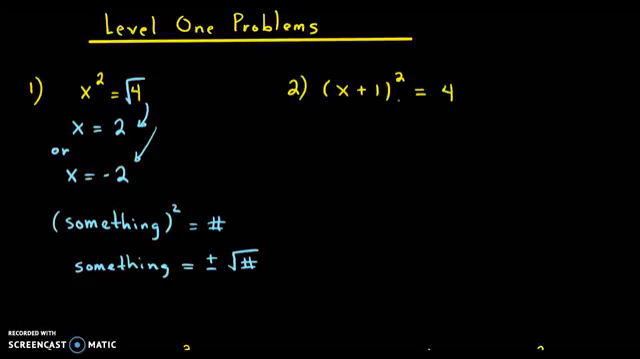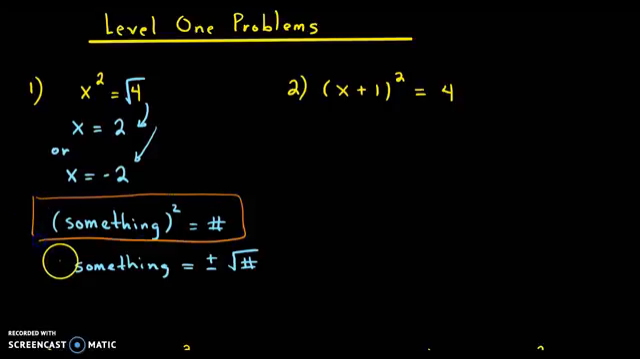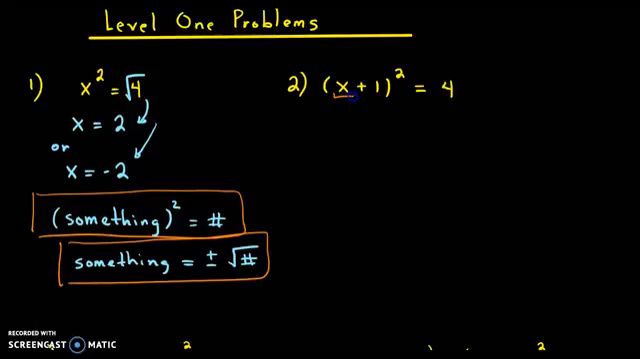So here, this looks very different from number 1, but this is now a level 1 type problem. Here we have x plus 1 quantity squared, so the whole thing is being squared, and that's supposed to equal 4. Well, if we follow this general rule here, that something squared is equal to a number, and therefore something is equal to plus or minus the square root of the number, it turns out that our something is this x plus 1 that's sitting in there. So then we have x plus 1 is equal to plus or minus the square root of this number right here, this 4.